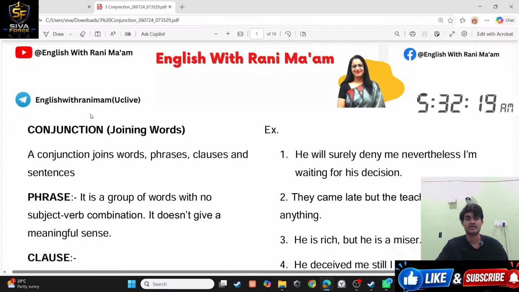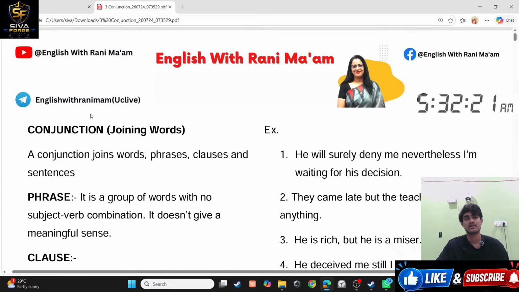Okay, now what is a conjunction? Conjunction is a word which joins phrases, clauses, sentences. This is a very important point. Conjunction is a word which joins phrases, clauses, and sentences.